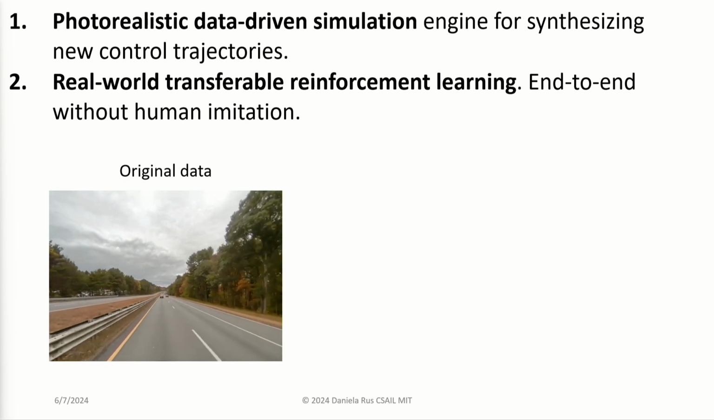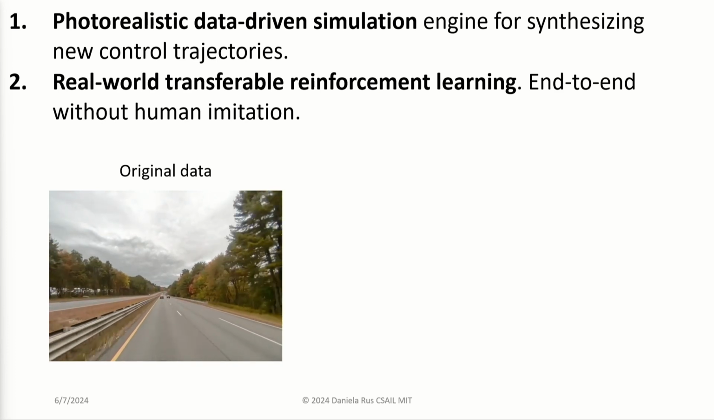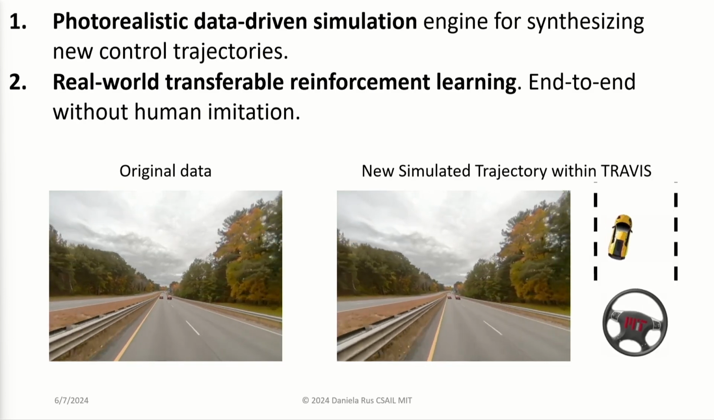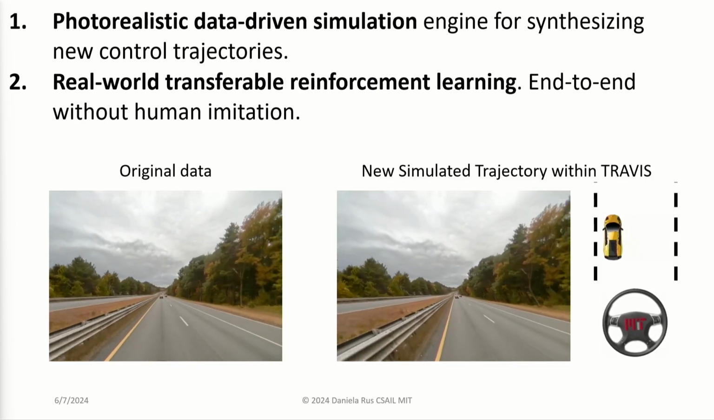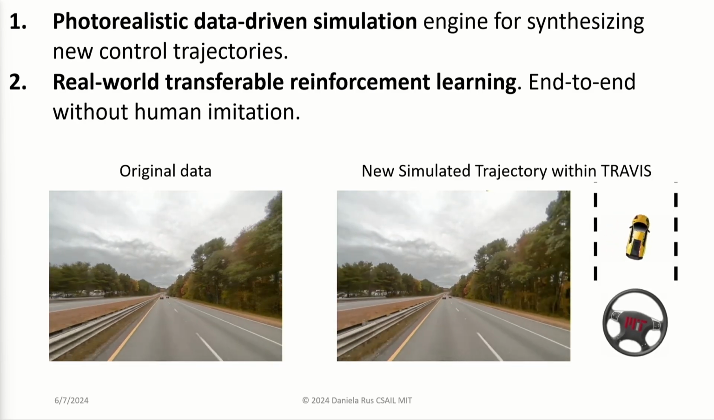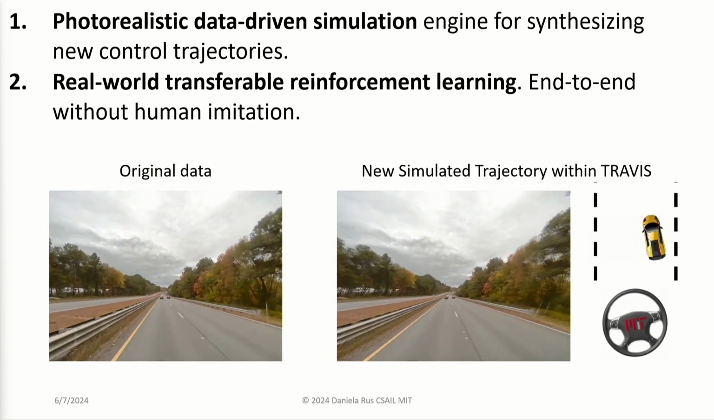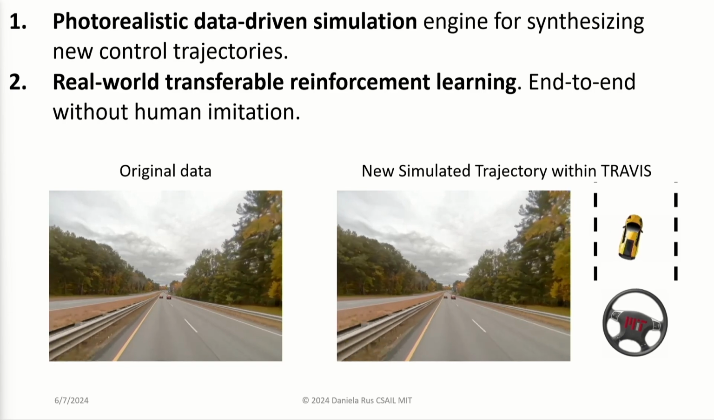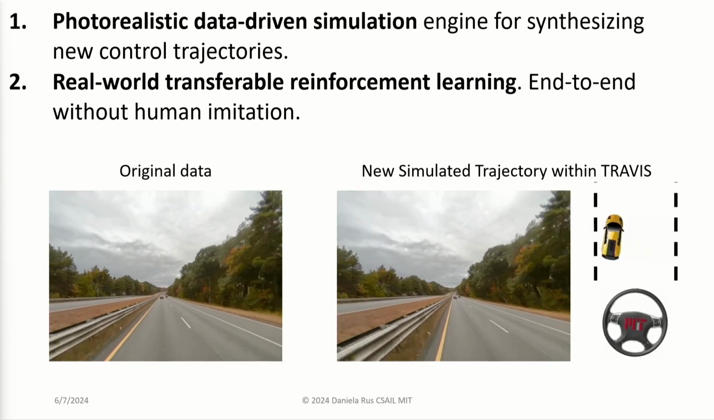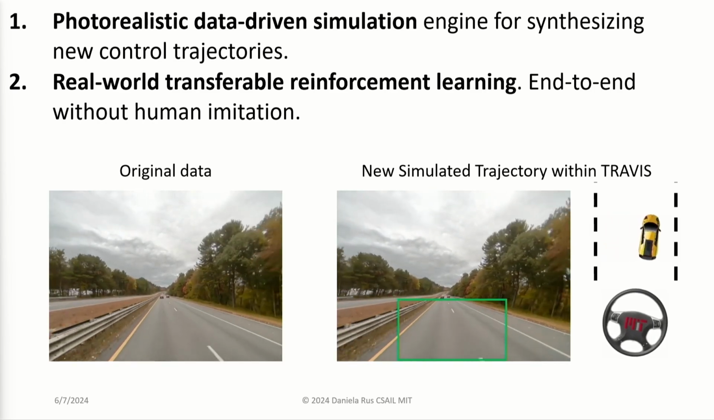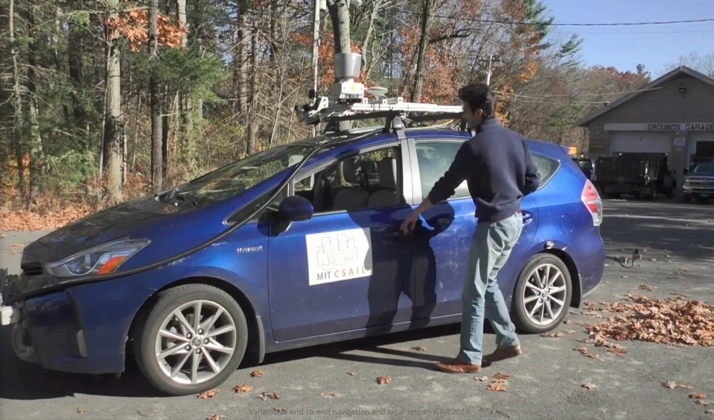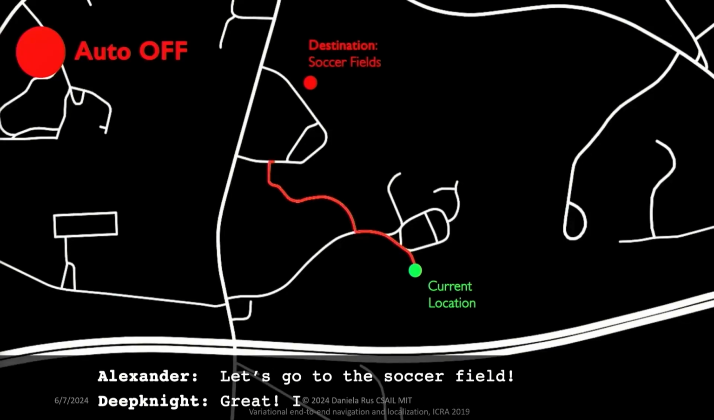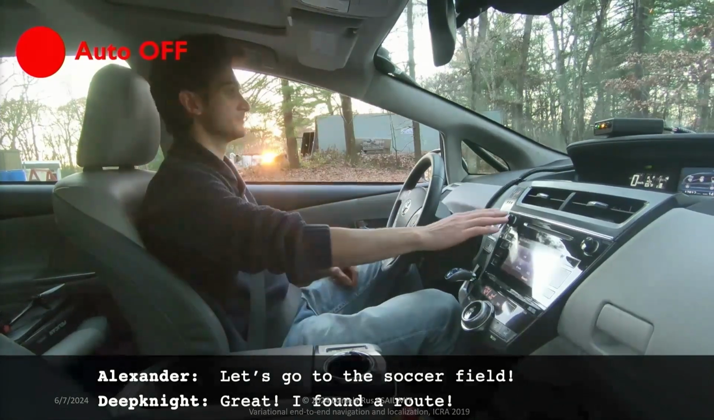And so here's an example of original data, a very boring drive down the highway. And here you can see erratic data that is now simulated by our system. And with this approach, we can train self-driving vehicles to cope with challenging driving situations. And we can teach the vehicles to do so in simulation, and then we can take the learned policies and deploy them directly onto autonomous vehicles.